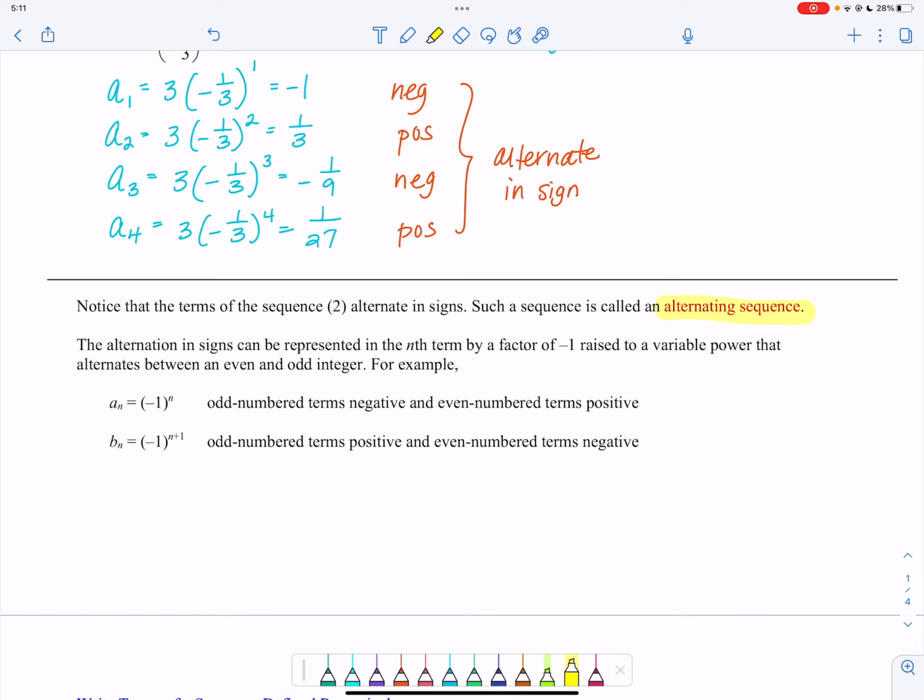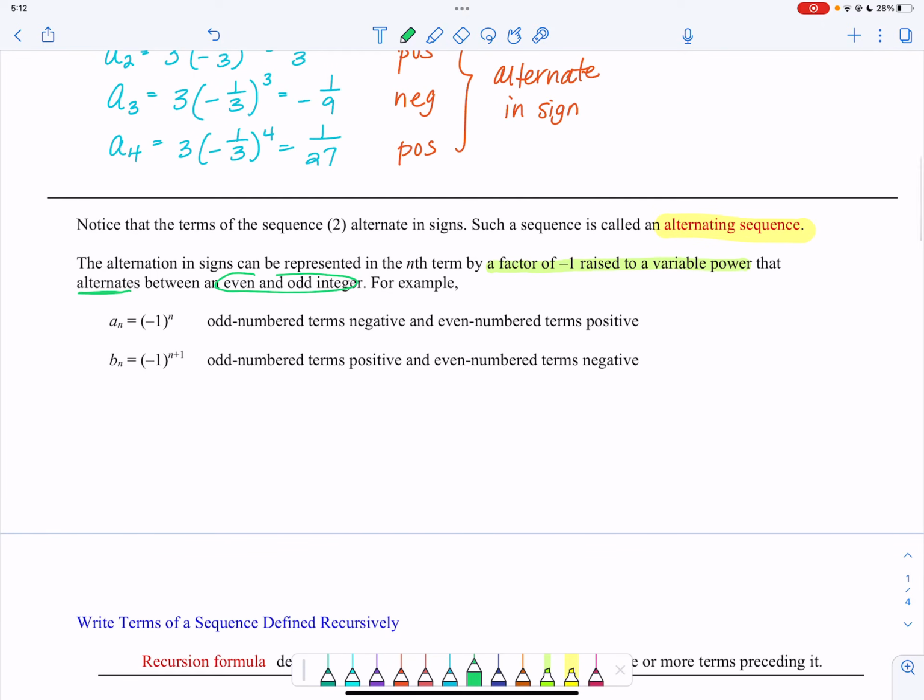And the alternation in signs can be represented in the nth term by a factor of -1 raised to a variable power. And what that will do is that will alternate between an even and an odd integer. For example, if you have a sub n equals -1 raised to the nth power, here all of your odd numbered terms are going to be negative and your even numbered terms are going to be positive.